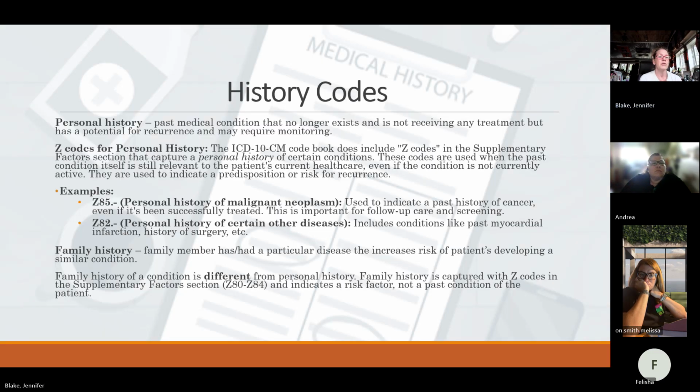Okay. Your history codes, you're going to see that a lot. Your history codes, things like your Z codes for personal history. So for this example, Z85, personal history of a malignant neoplasm. Z82, personal history of another disease like a myocardial infarction, things like that, family history. So all of that is going to be in the Z codes in your book. So they are all personal history codes that you should be aware of. So just know that your Z codes are the history codes.